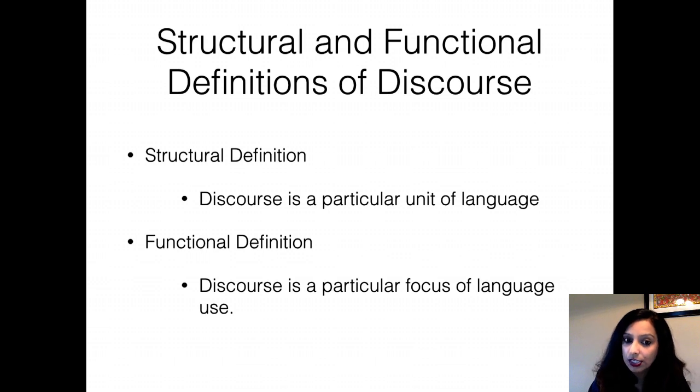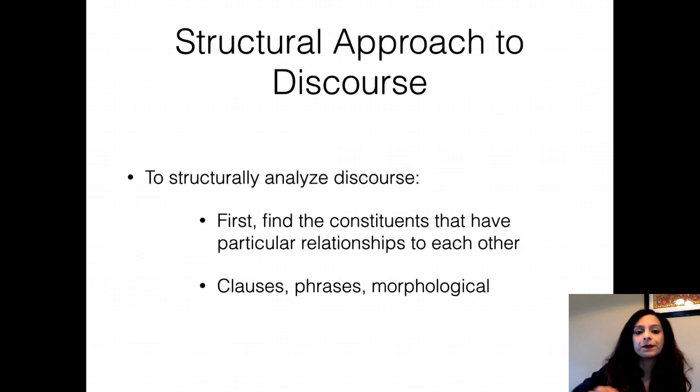So we can talk about two kinds of definitions of discourse. We can talk about a structural definition and a functional definition of discourse. When you talk about a structural definition, we are really talking about a particular unit of language. So we can talk about speech versus written text, versus an essay, versus a novel, versus a poem, versus some kind of rapping, etc. And then with a functional definition of language, you can talk about the focus of that particular language, right? So what is the purpose of this poem? What is the purpose of this particular written format, right? That's the functional definition of discourse.